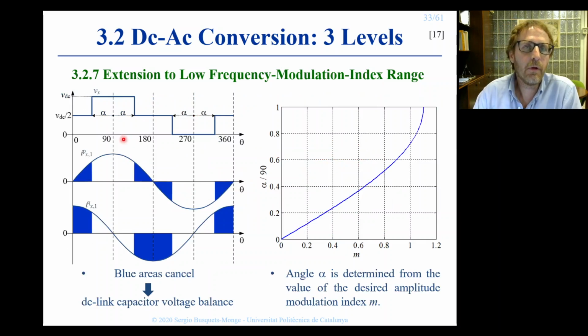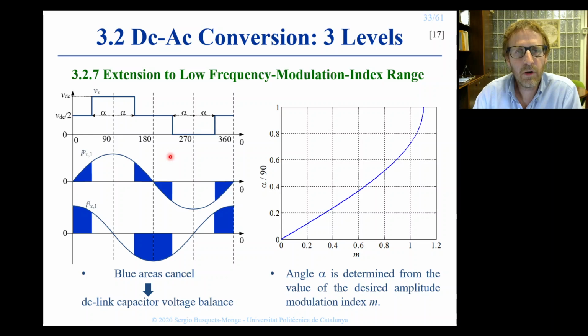The shape of the leg voltage has only one degree of freedom, which is this angle alpha that defines the width of the positive pulse and the width of the negative pulse.